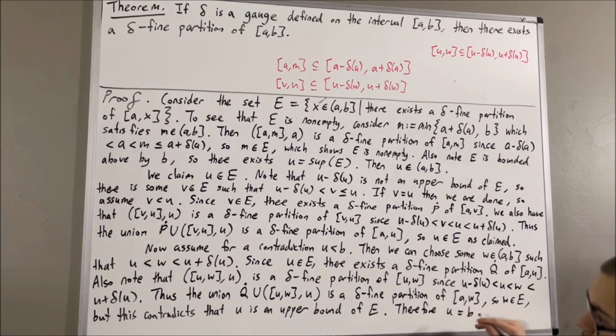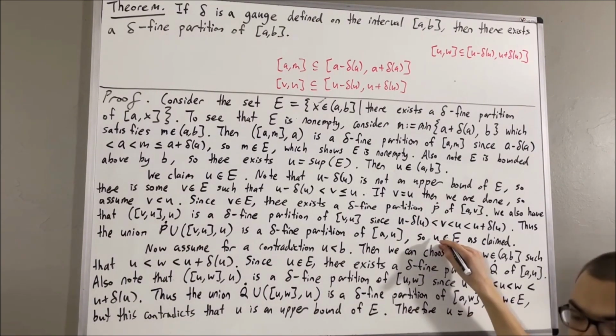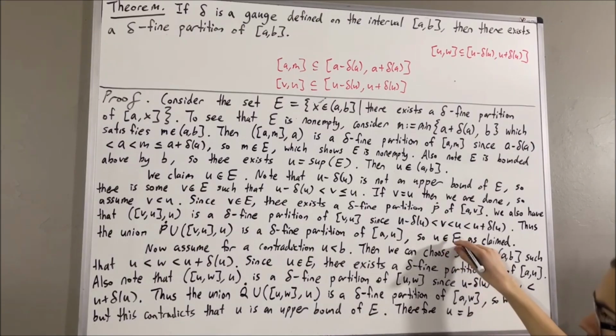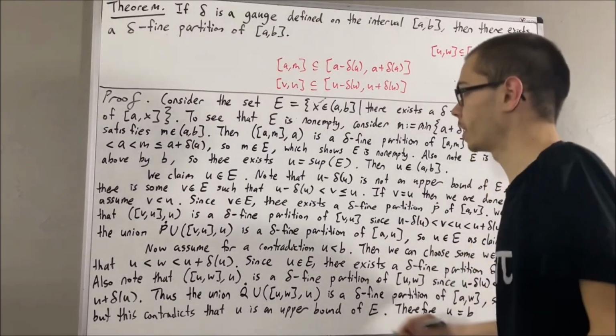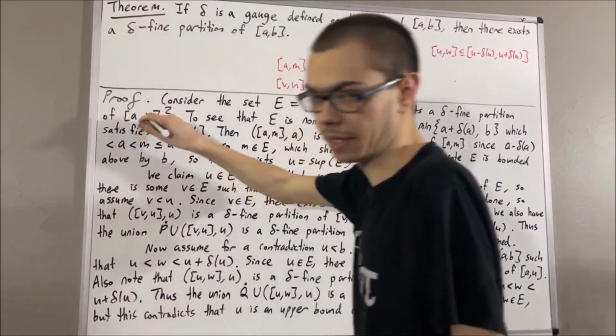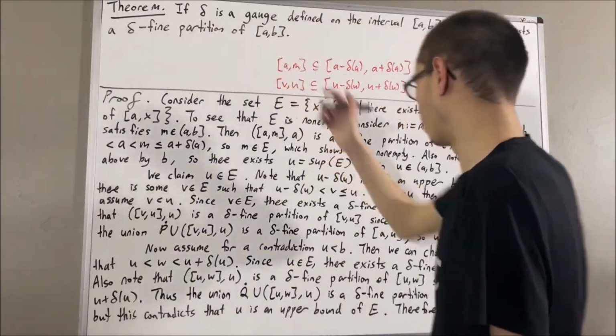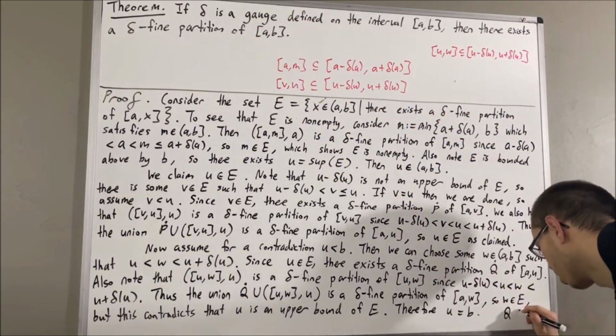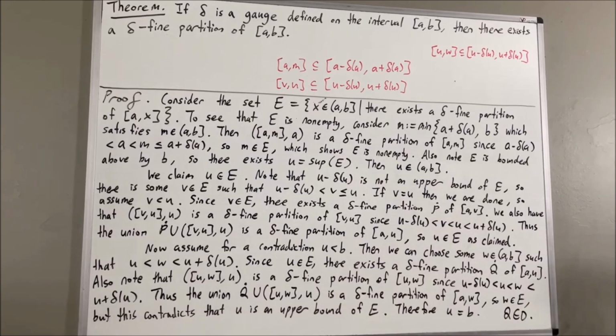So since u is equal to b, and u is an element of E, that tells us b is an element of E. And so, since b is an element of E, that means there exists a delta-fine partition of [a, b], and that is exactly what we wanted to prove. So this completes the proof. And so yeah, that's pretty much it for this video.